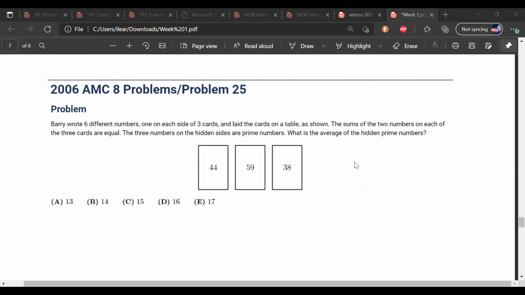2006. All right. So Barry wrote 6 different numbers, 1 on each side of 3 cards, and laid the cards on the table as shown. The sums of the 2 numbers on each of the 3 cards are equal. The 3 numbers on the hidden sides are prime numbers. What is the average of the hidden prime numbers?